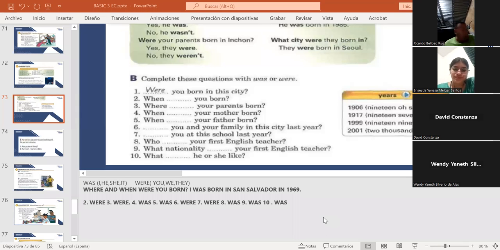Please try not to speak Spanish, okay? Trate de no hablar mucho español. Sí, un poquito tal vez, but try not to speak Spanish, all right? Aquí vamos.